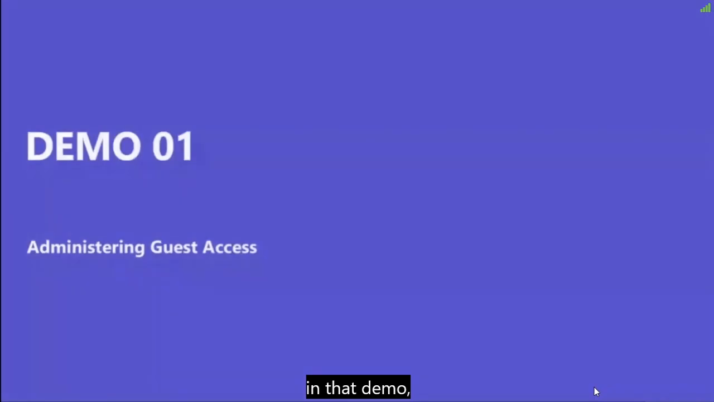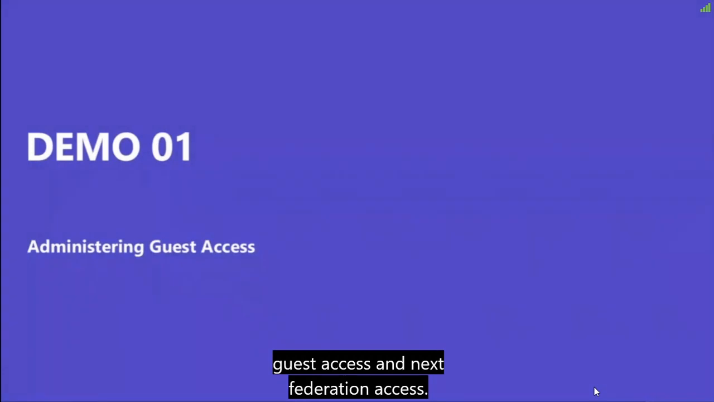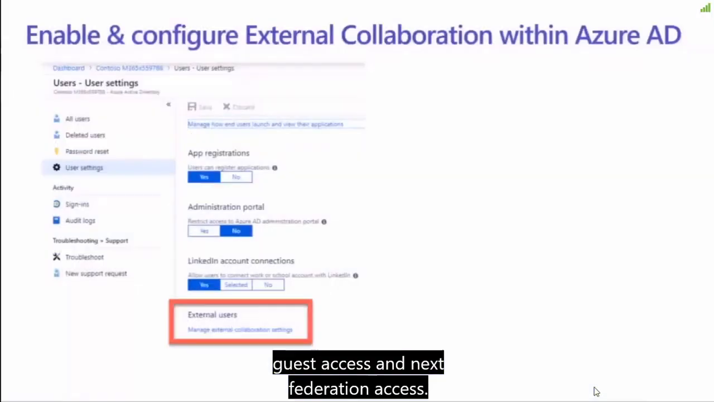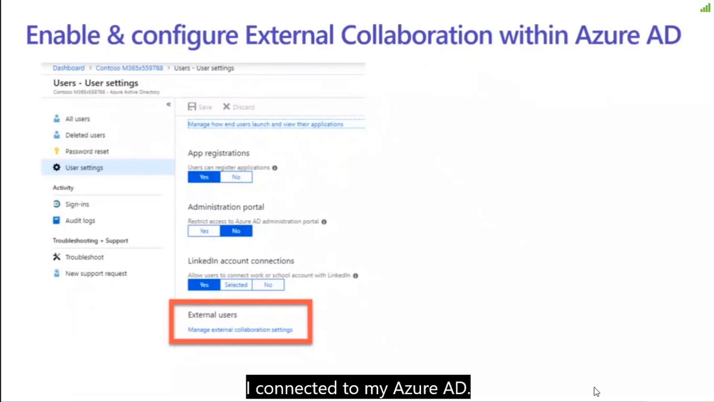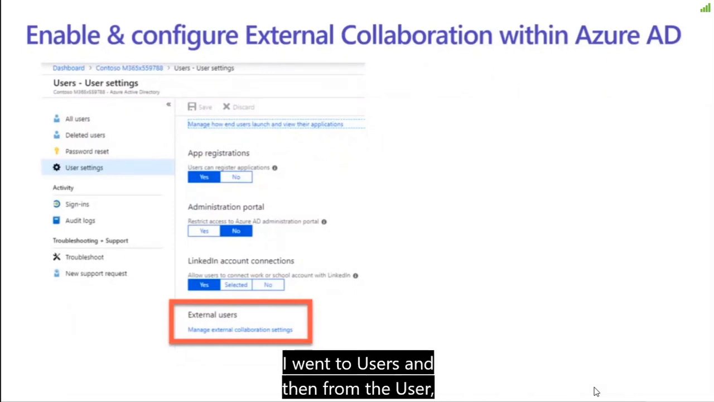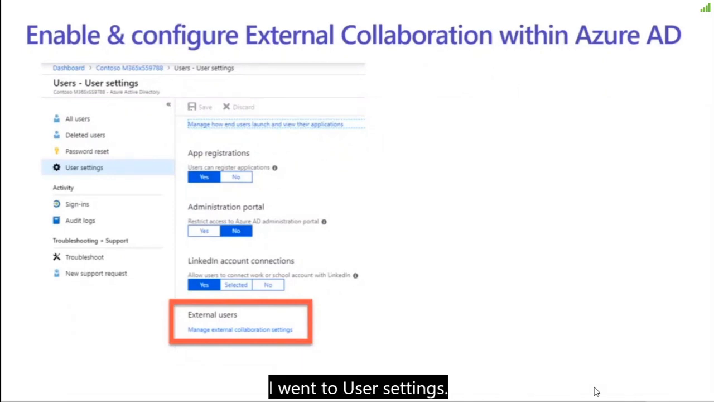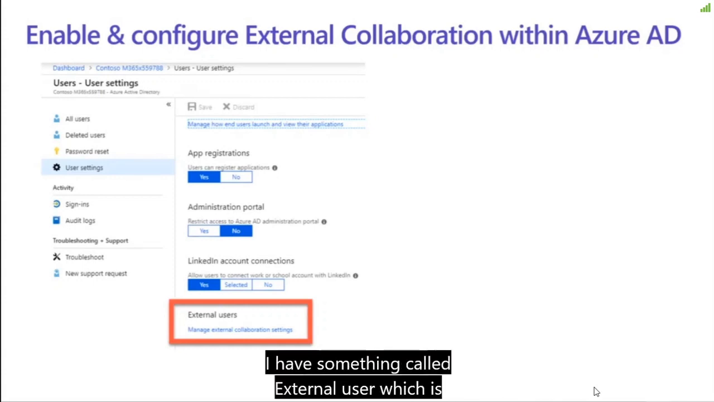In that demo, I'm going to show you how to administrate guest access and federation access. So first of all, you can control it from Azure Active Directory. As you can see from the screen, I connected to my Azure AD. I went to users, and then from the user, I went to user settings. I have something called external user, which is in the red rectangle that you are seeing.